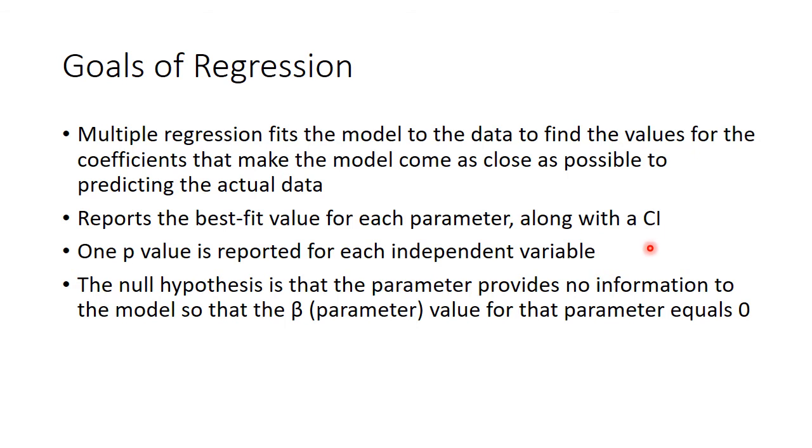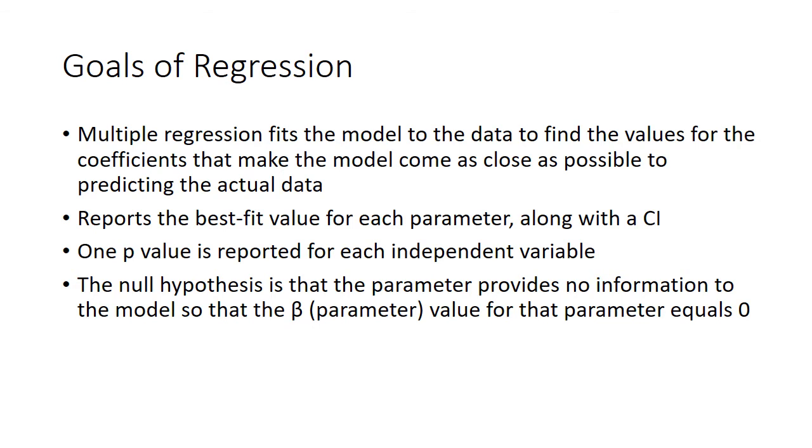And you'll see that one p-value is going to be reported for each independent variable to determine whether or not either of those has any specific ability to predict creatinine clearance. And what we'll see is that our null hypothesis is that the parameters provide no information to the model, so that the b parameter value equals 0. So essentially, what they're finding is that the horizontal line is going to be there.